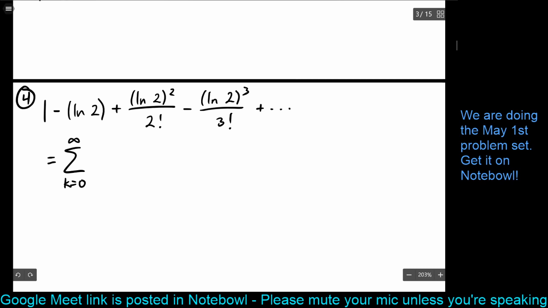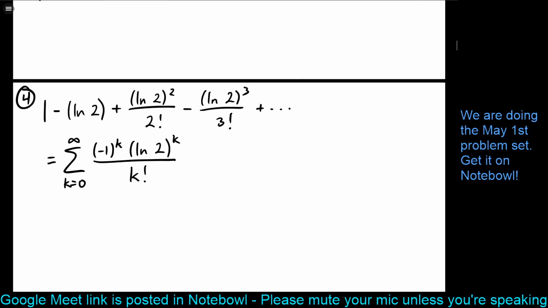So it's an alternating series starting at 0. We're getting higher and higher powers of ln of 2, and the bottom is always tracking with the power. So it turns into this series. Does that look like something we can do anything with?